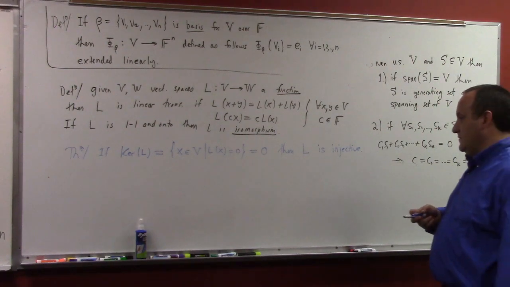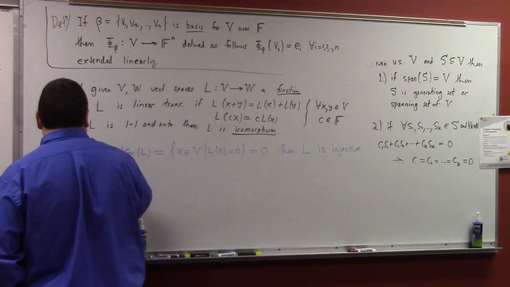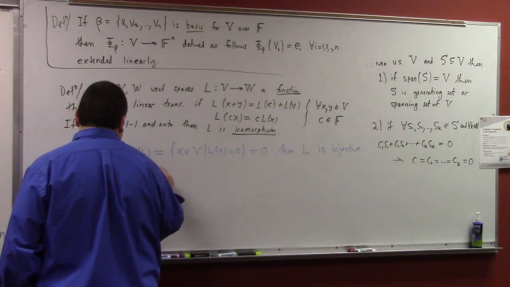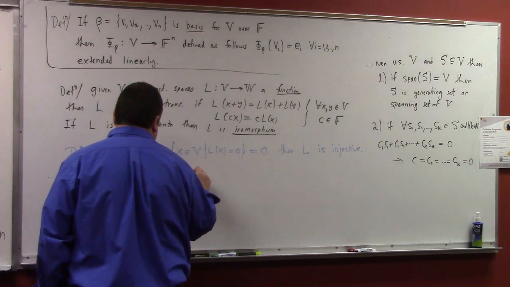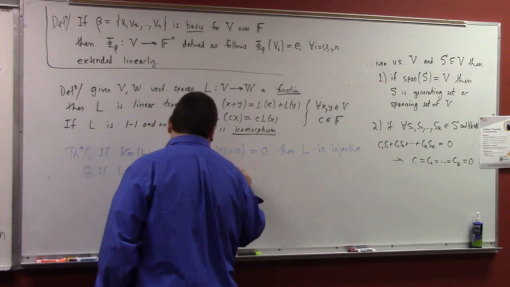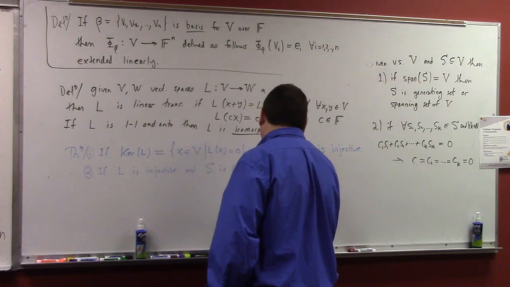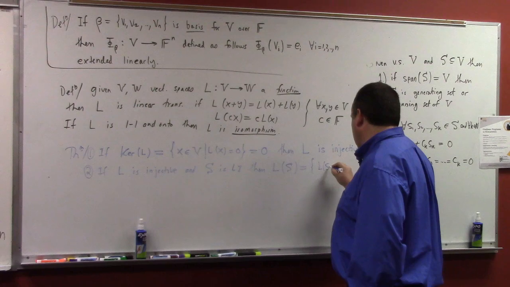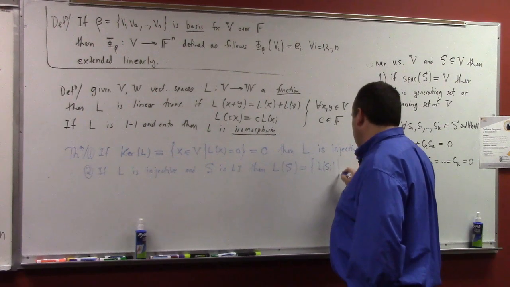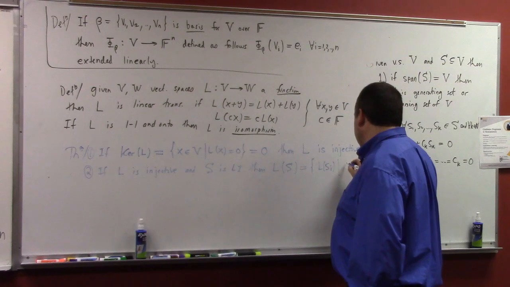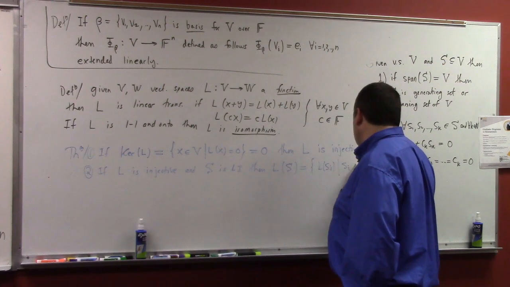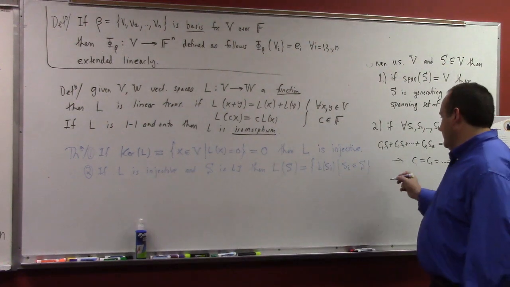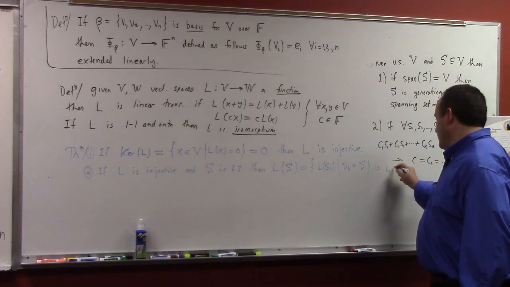And that's one, you can prove that. And two, if L is injective and S is linearly independent, then L of S, which of course would mean what? L of S would mean L of s_i, such that s_i is an element of S, right? Is what? It's linearly independent, all right?